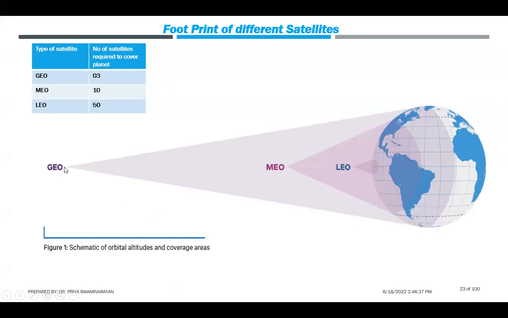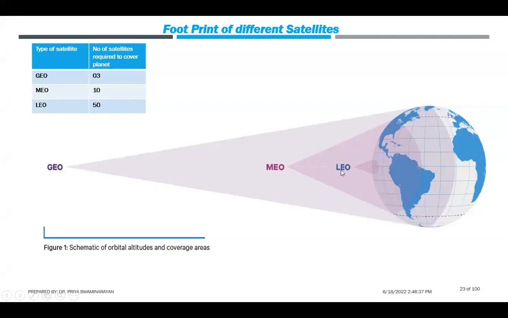So as and when we increase the distance of the satellite from the Earth's surface, its footprint area will increase. So here the distance is maximum in the case of a GEO, and because of this long distance, this much portion of the Earth's surface is covered by the GEO. Now instead of GEO, if you are using MEO, the distance between the MEO orbit and the Earth surface is reduced, and because of that, only this much part can be covered by the MEO satellite.